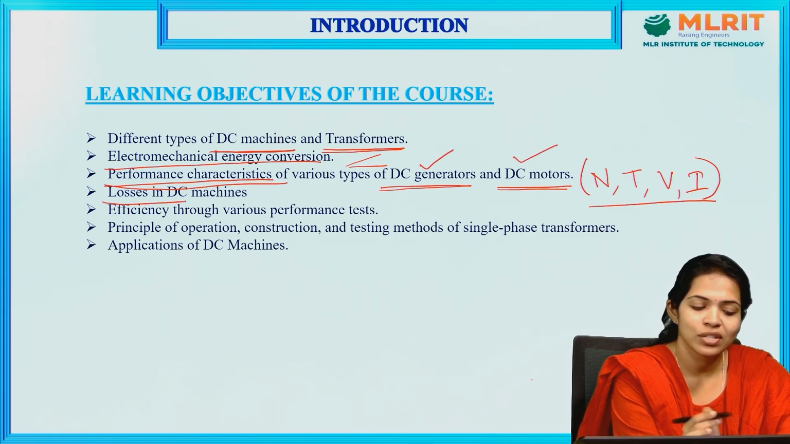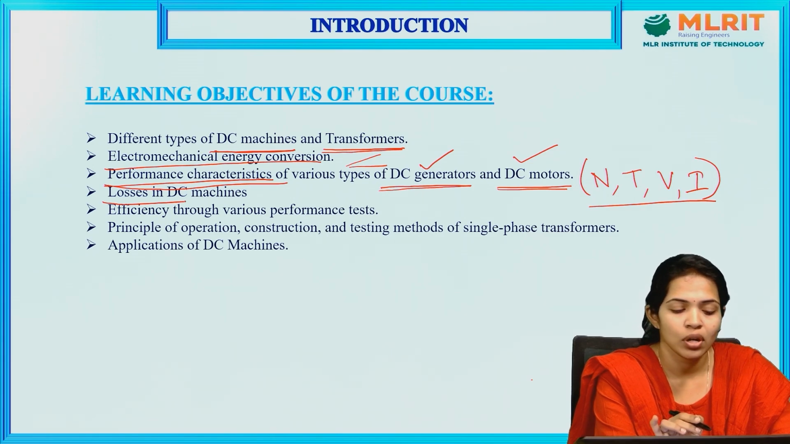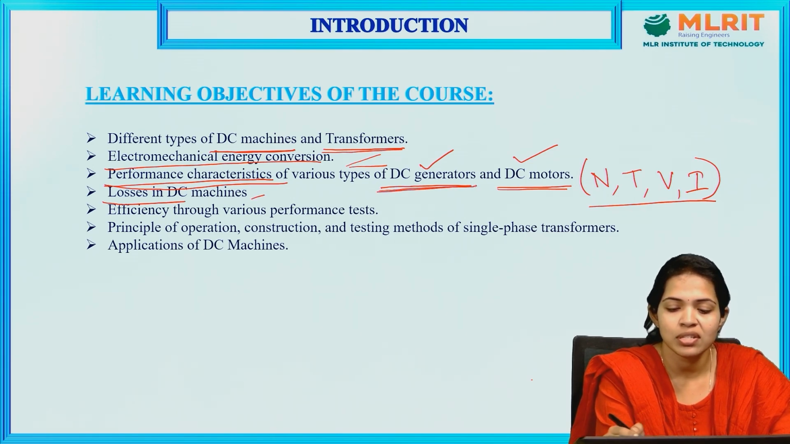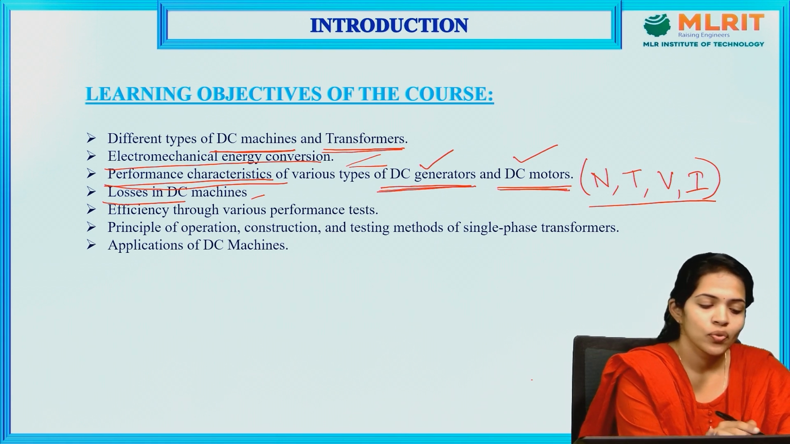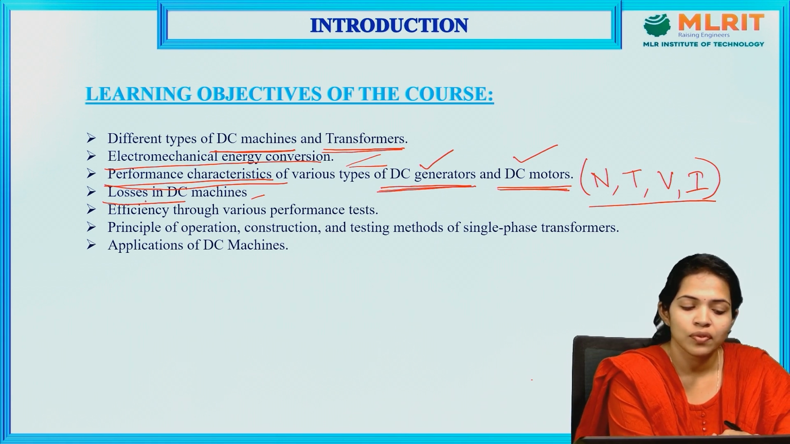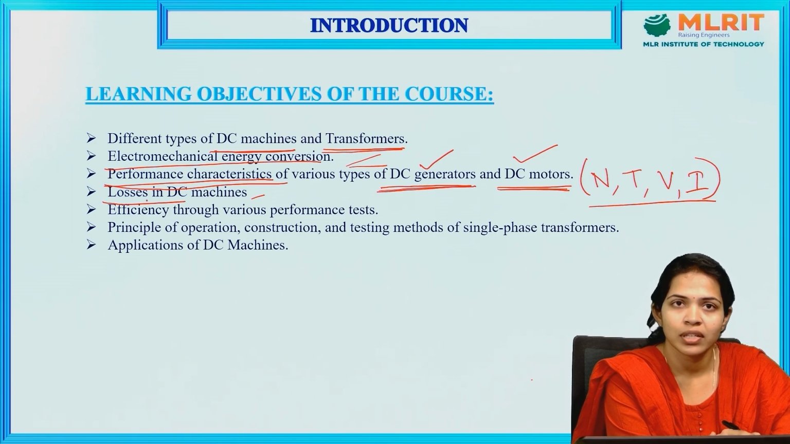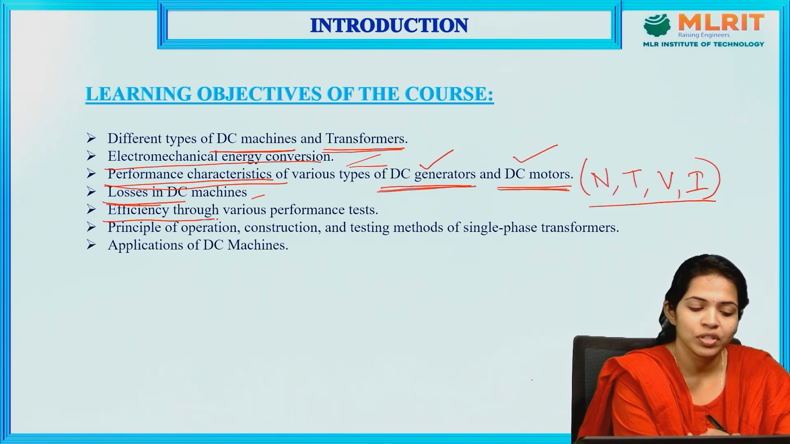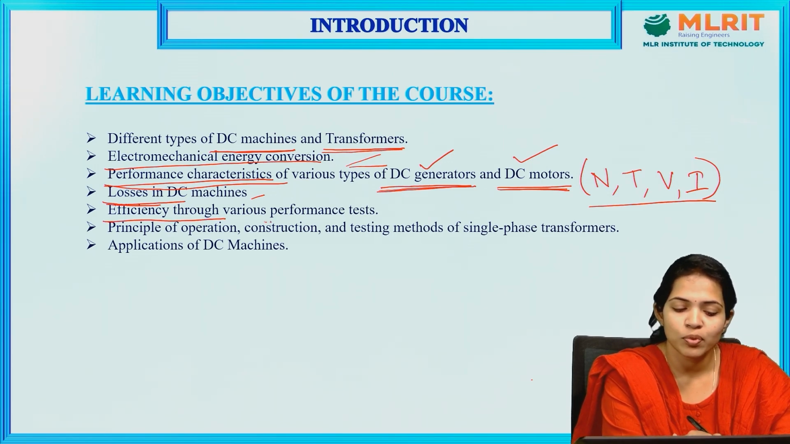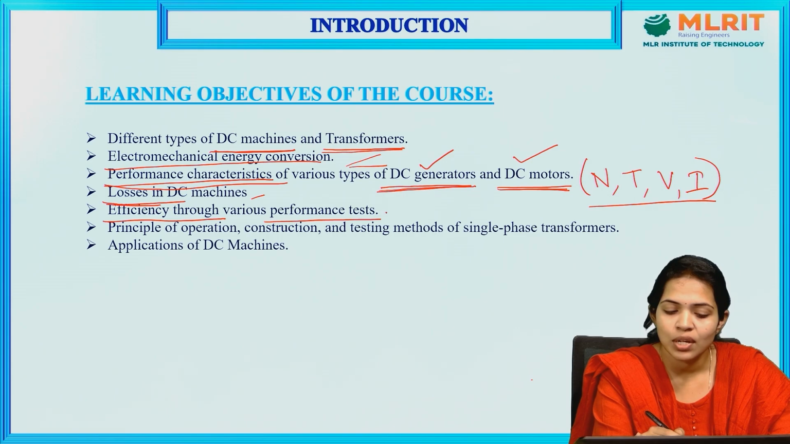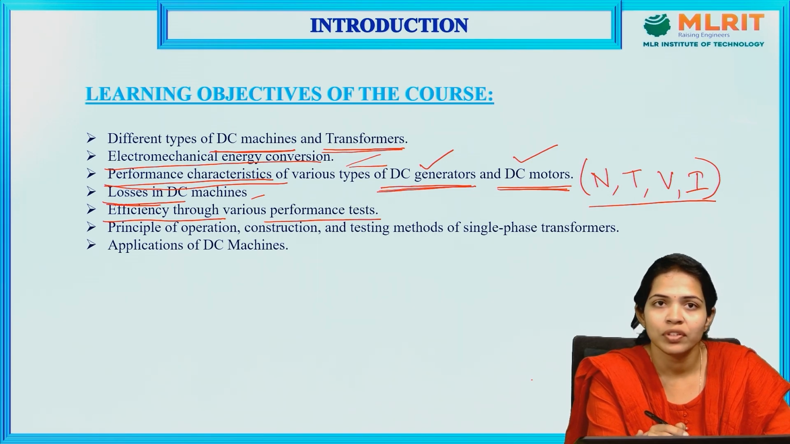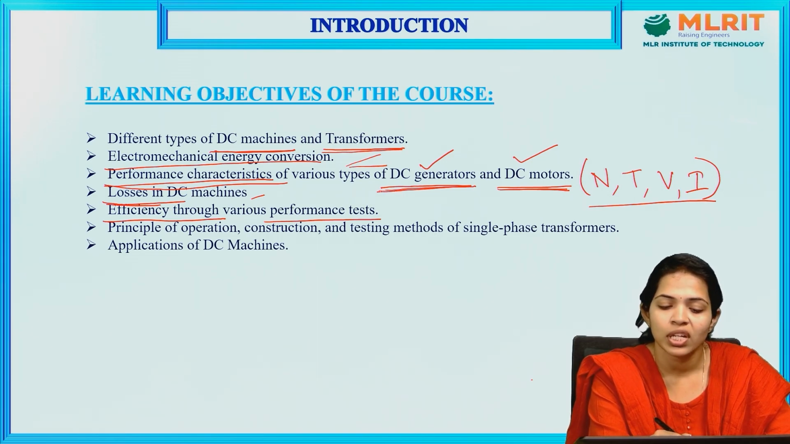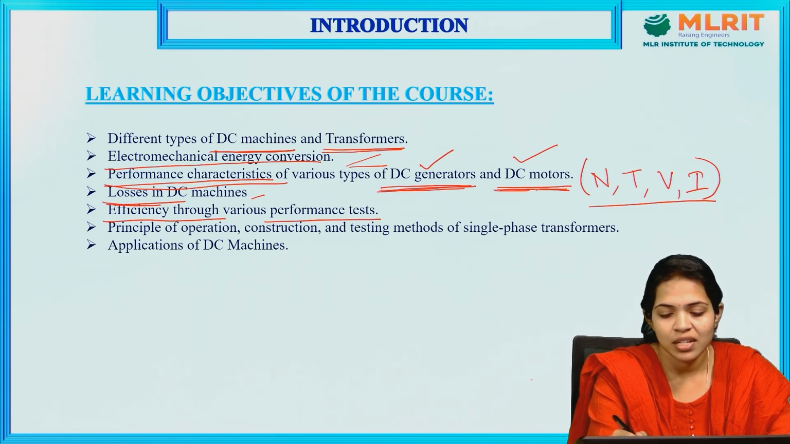Then, moving on to the next topic, we will also be studying the losses in DC machines, again concerning DC generators and DC motors. We will study the various kinds of losses and how they affect the efficiency of the machine. Then we will move on to efficiency calculation through various performance tests. What are the various tests involved in calculating the efficiency of any particular machine, whether it is a DC generator or a DC motor?